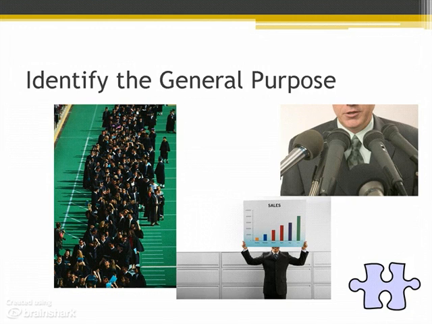The general purpose answers the question, why am I delivering this speech? There are 4 general types of speeches: informative or demonstration speeches, persuasive speeches, speeches that are delivered for entertainment purposes, and speeches that are given to commemorate or honor a person or a particular action. And the reason it's important to start by identifying the general purpose is that different types of presentations call for very different types of organizational patterns.